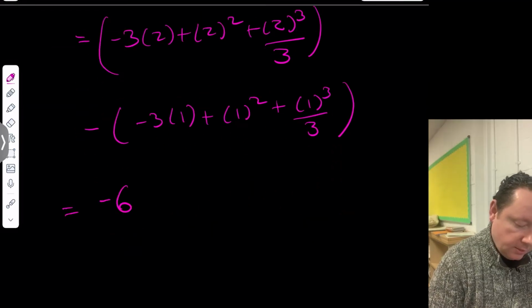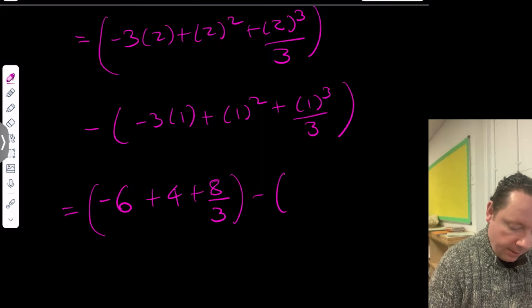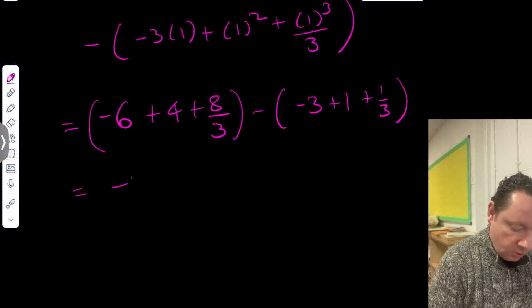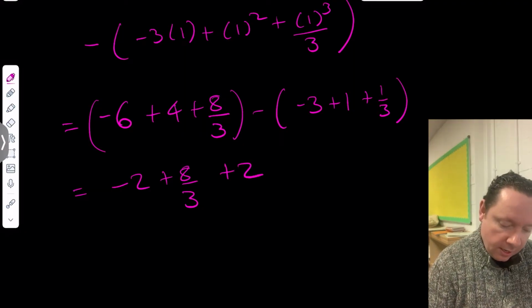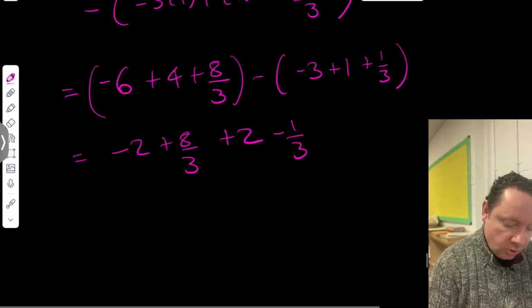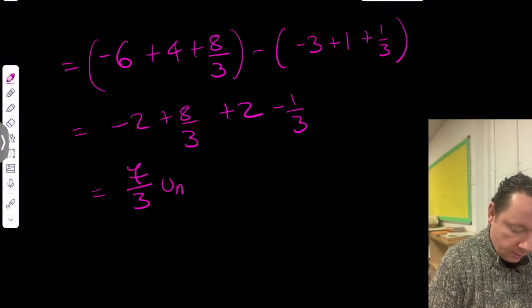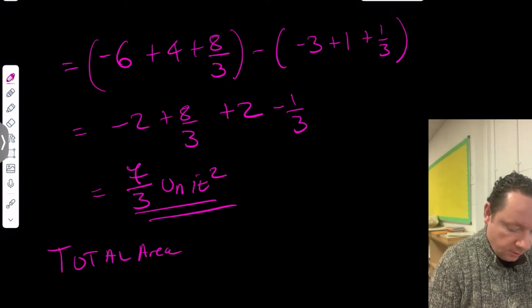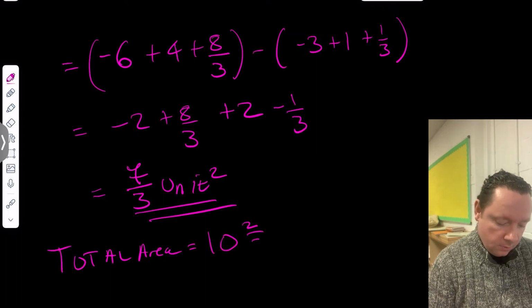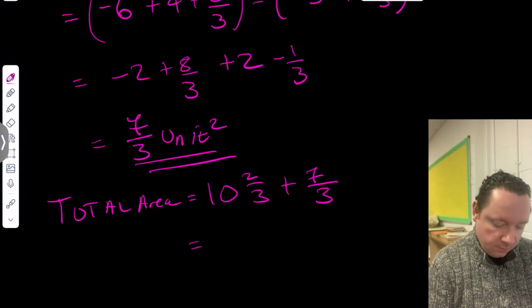Minus 3 times 2 is 6, minus plus 4 plus 2 cubed is 8 over 3. Take away minus 3 plus 1 plus a third. Minus 6 plus 4 is minus 2 plus 8 thirds. Minus 3 plus 1 is minus 2, so minus is plus 2. And I've got a third, so minus a third. Minus 2 plus 2 is 0, so that's 8 thirds minus 1 third, which is 7 thirds, units squared. So now our total area is just our two answers added together, which was 10 and 2 thirds plus 7 thirds. That's 10 and 9 thirds.